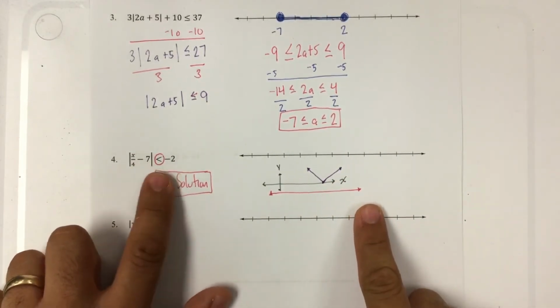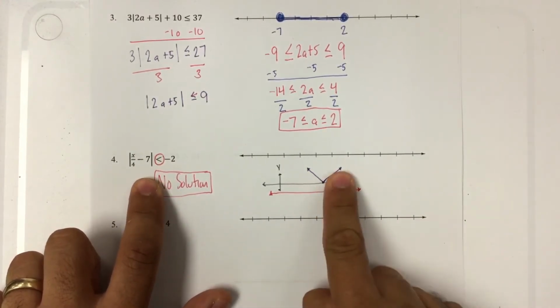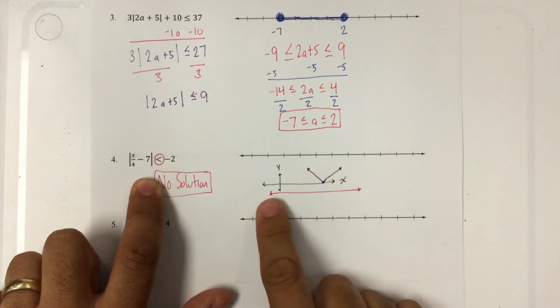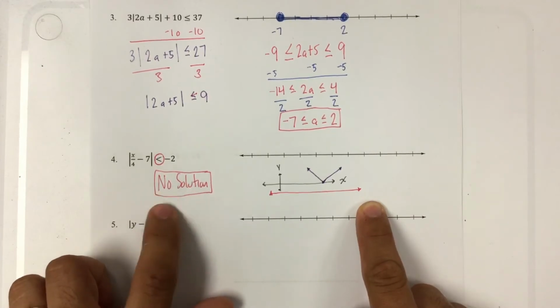So this question says less than. So the question says, where is this purple graph less than, below the red line? Where does this purple graph fall below the red line? It doesn't, right? And that's why you have no solution.